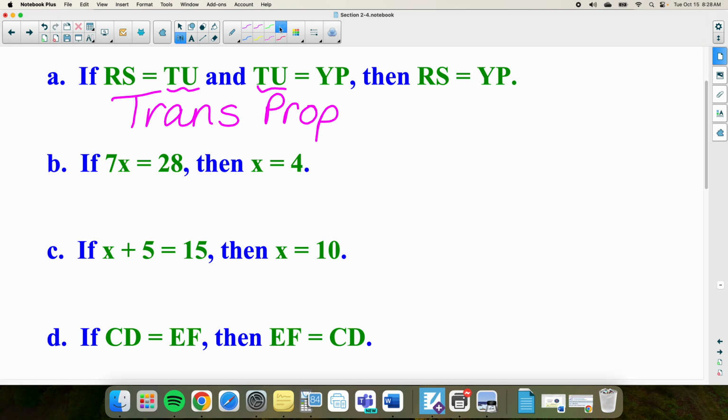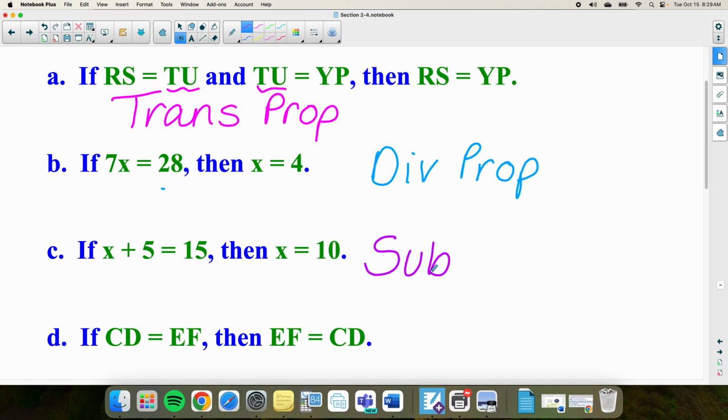Now, if we look at the next one, we're looking at what did they do to this to get here? How did they solve that? What did they do? Division, right? Didn't they divide by 7 on both sides? So then you're just gonna say division prop. Okay? And you always start with the one on the left to see how they got the one on the right. What did they do in C? Subtracted, right? Remember when you abbreviate subtraction, it's SUBTR prop. Okay?